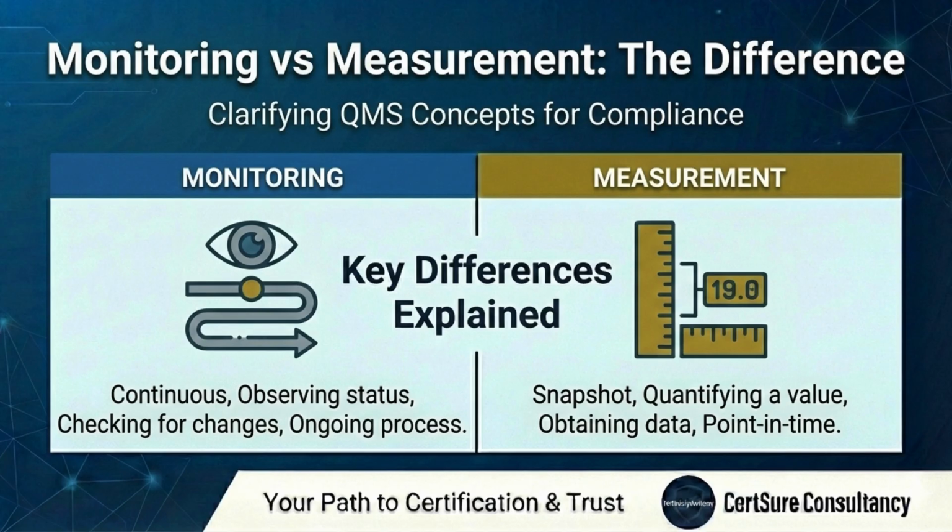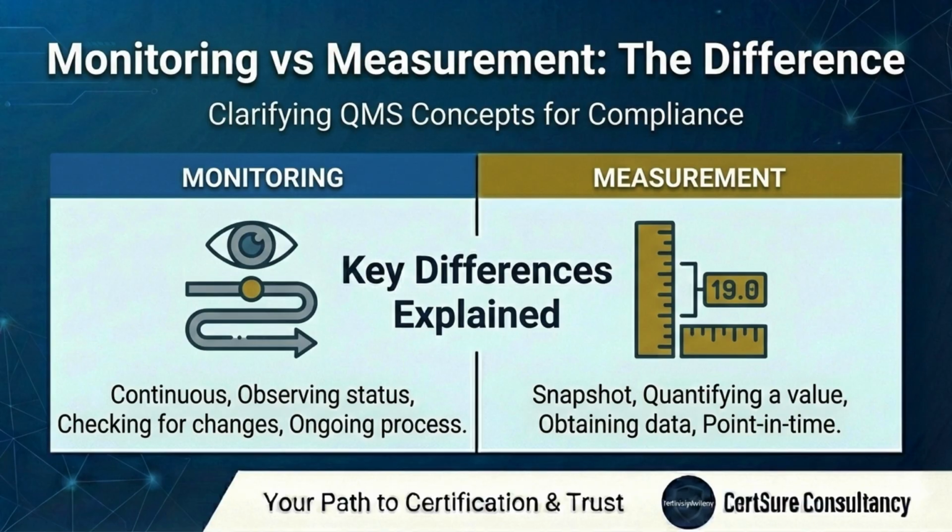So, to wrap things up, remember this. Monitoring tells you that something is happening. Is the system running? Are the staff wearing gloves? Right, it's about the current state. But measurement? Measurement tells you how well it's happening. What's the actual temperature? What's the precise weight? Exactly. Think of it like this. Monitoring says, yes, we're cooking. Measurement says, okay, we're cooking at exactly 72 degrees Celsius, ensuring pasteurization.